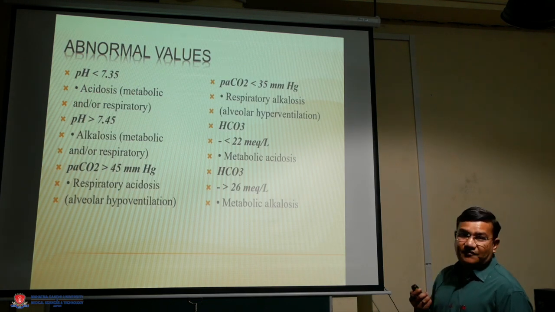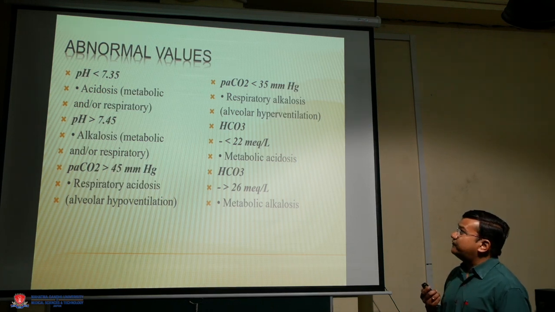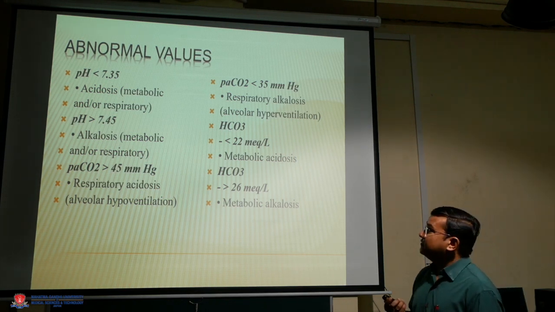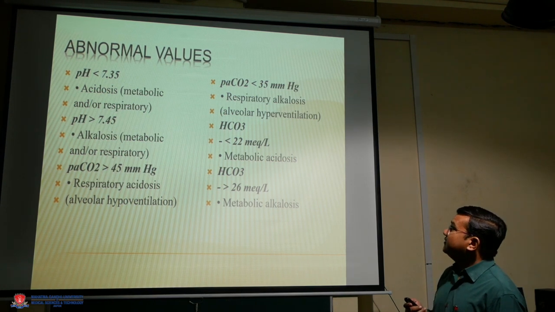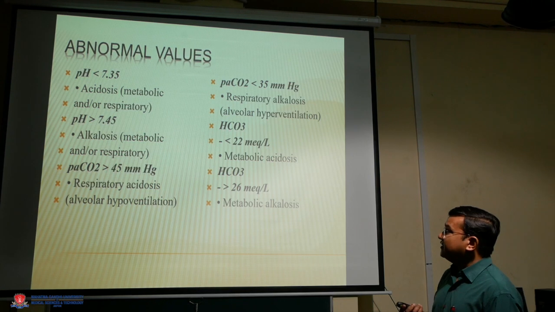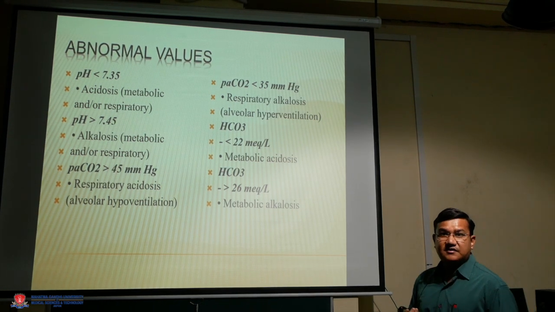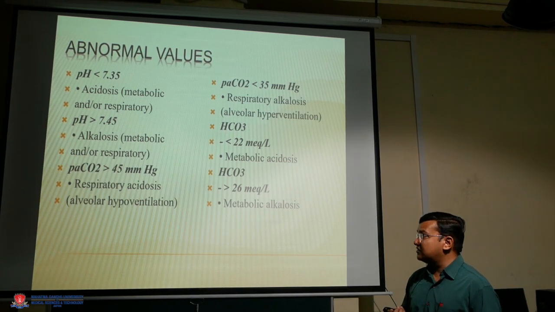Now what are the abnormal values actually? If pH is less than 7.35, this is called acidosis. It can be metabolic or respiratory. If pH is more than 7.45, it is called alkalosis. It is either metabolic or respiratory.